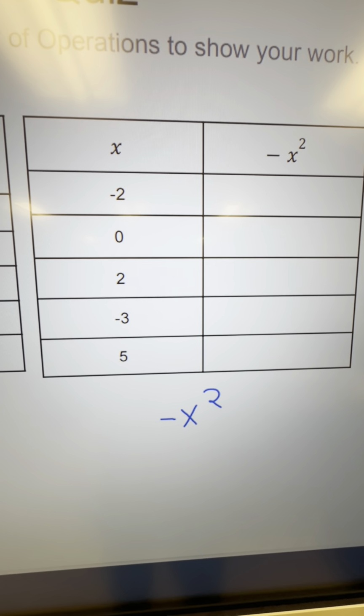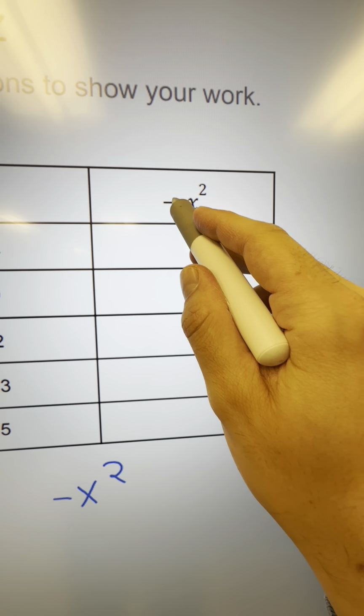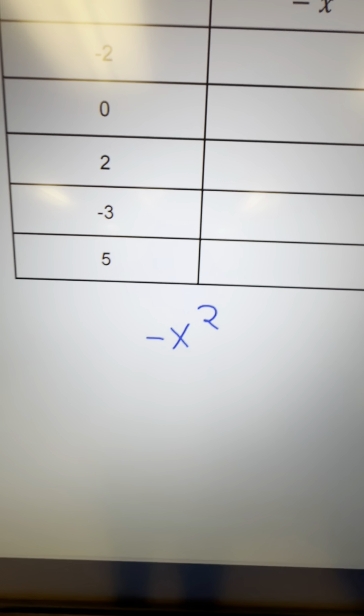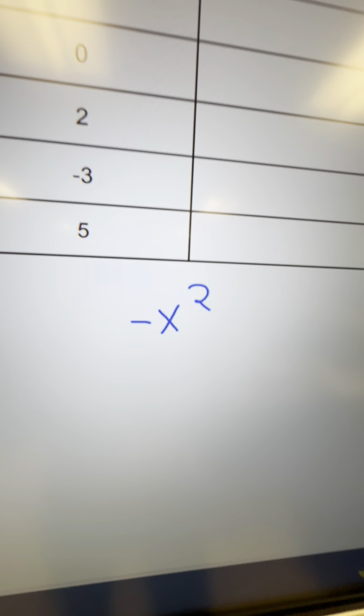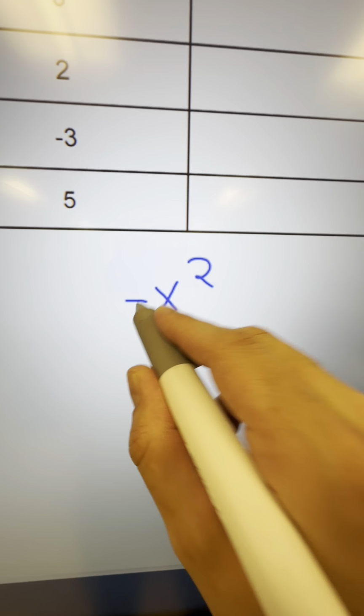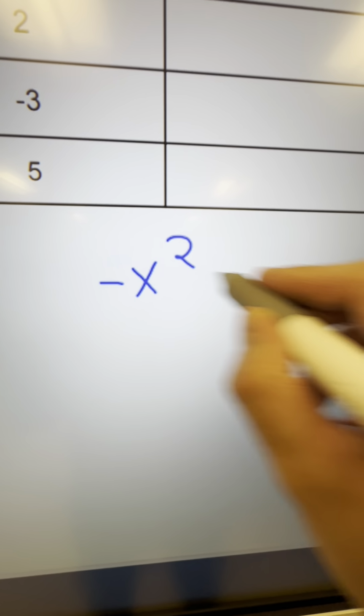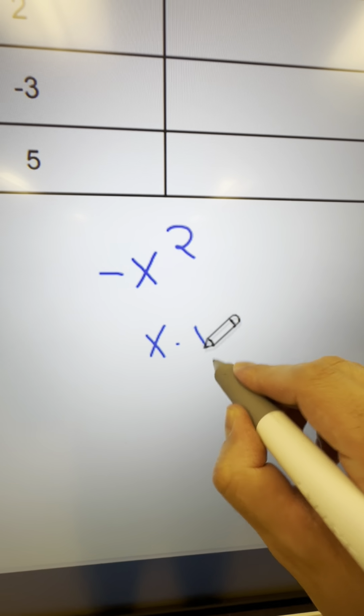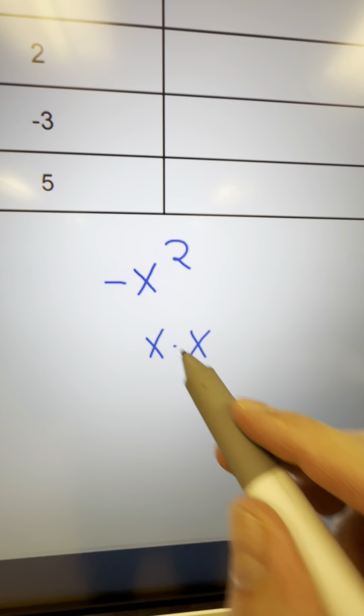All right, and then here's problem number 2, second table. Notice our expression is negative x squared. So I recommend expanding it out before you actually try to evaluate your numbers. So here, negative x squared means we have, remember, x squared means x times x. So this part right here means x times x.